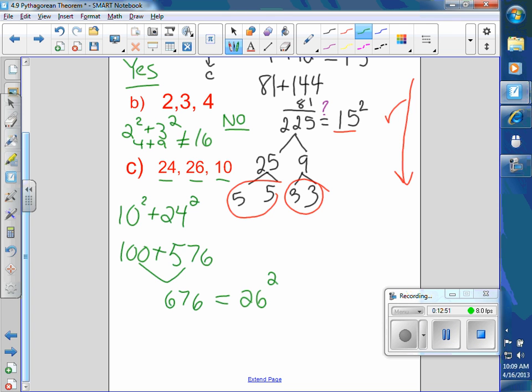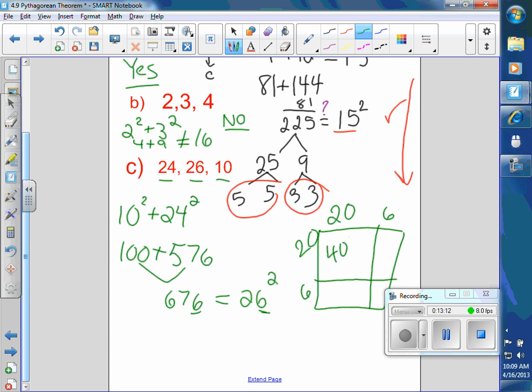576. Yeah. And you can always just do the first thing, check the last number. Was 6 times 6 end in a 6? Yes. So you have to keep going, right? But if it didn't, you could stop right there and say no. So 26 times 26, using the area model.